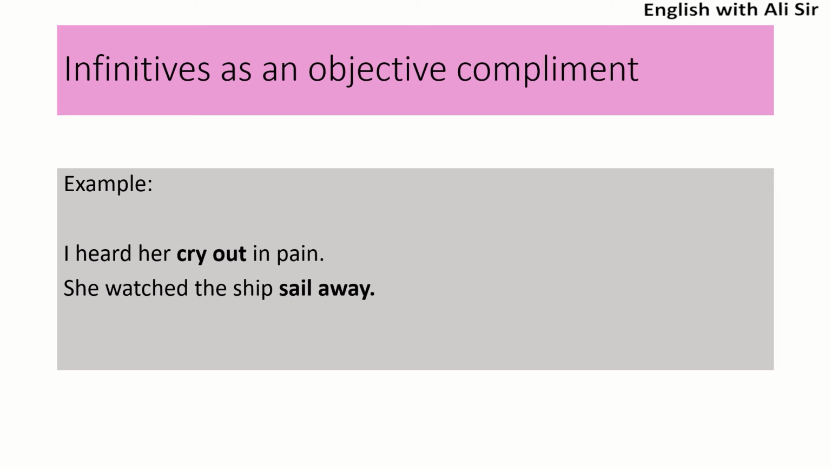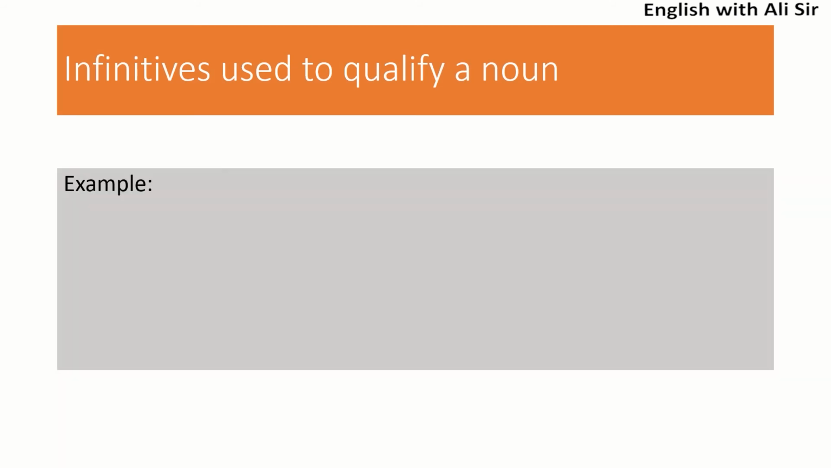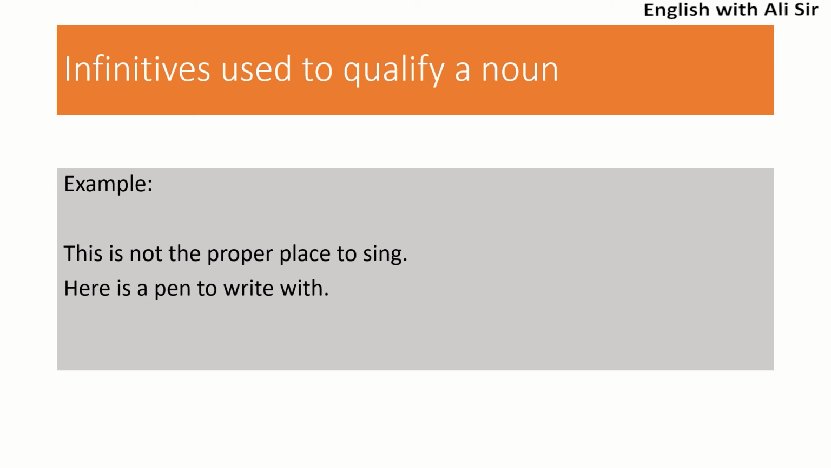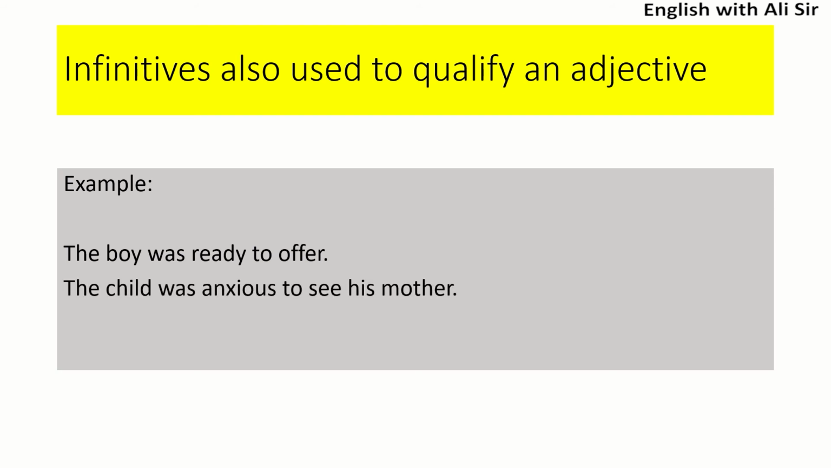Infinitives are also used to qualify a noun. For example, this is not the proper place to sing. So that's not the real estate to go for bargaining. Here is a pen to write with. It is also used to qualify an adjective. Example: the boy was ready to offer. The child was anxious to see his mother.